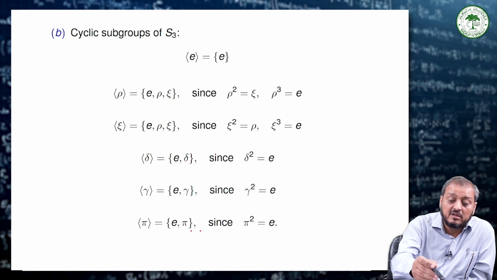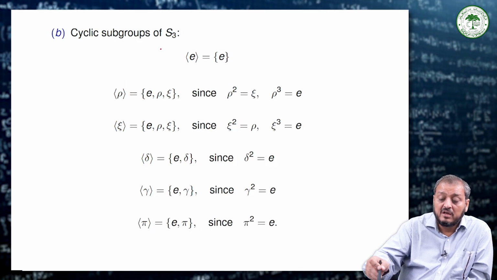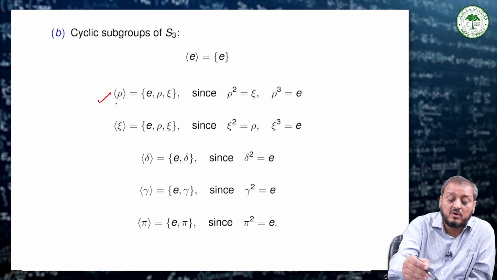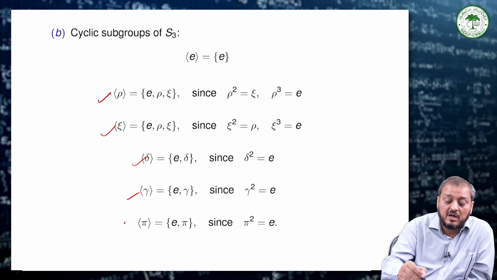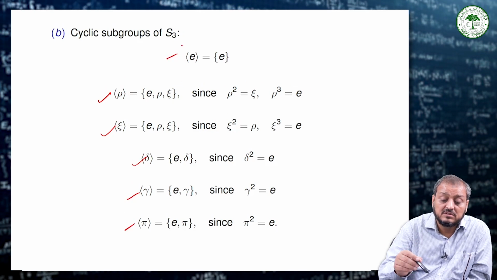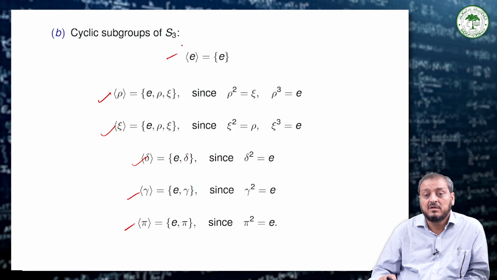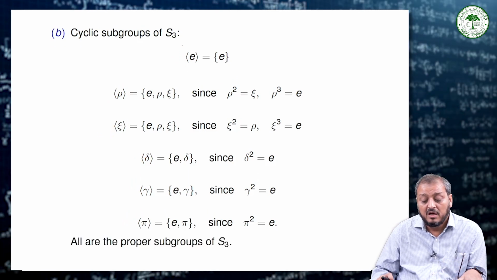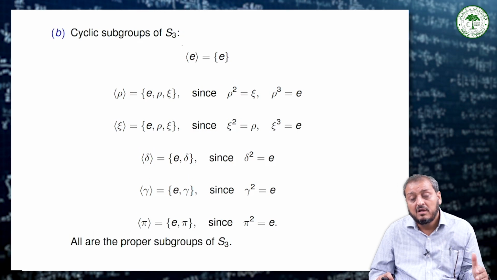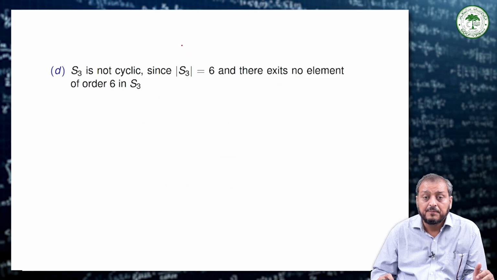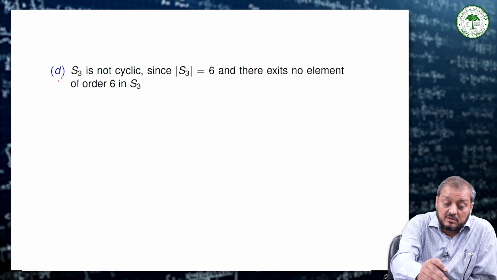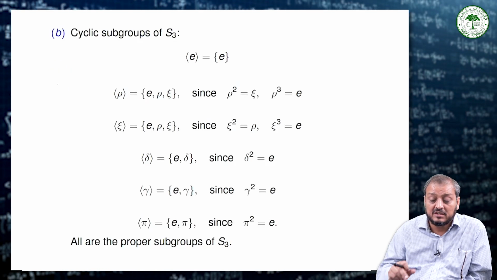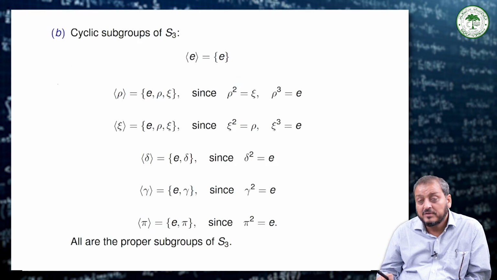Then gamma is also generated by its subgroup, and pi is also generated by its subgroup. So the cyclic subgroups of S3 are those generated by rho, zeta, delta, gamma and pi, and also the identity. So these are the cyclic subgroups of S3. All are proper subgroups of S3.